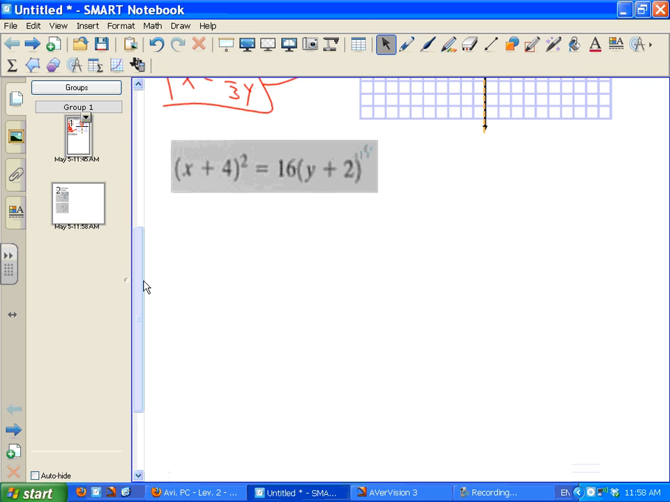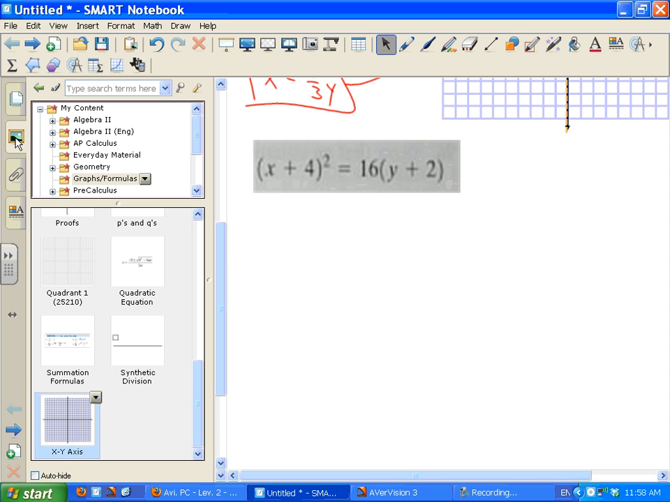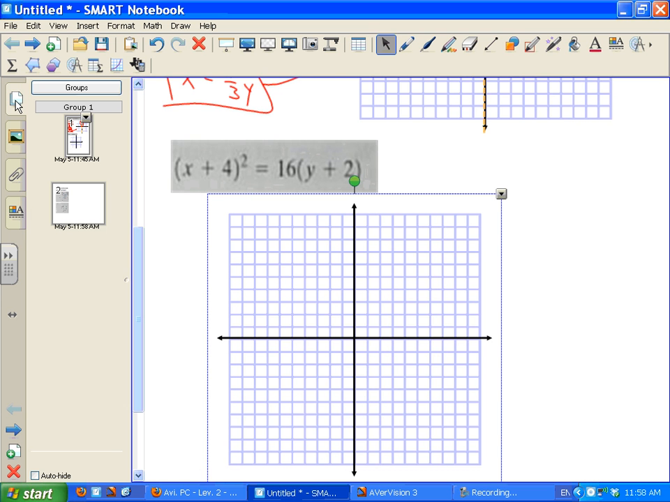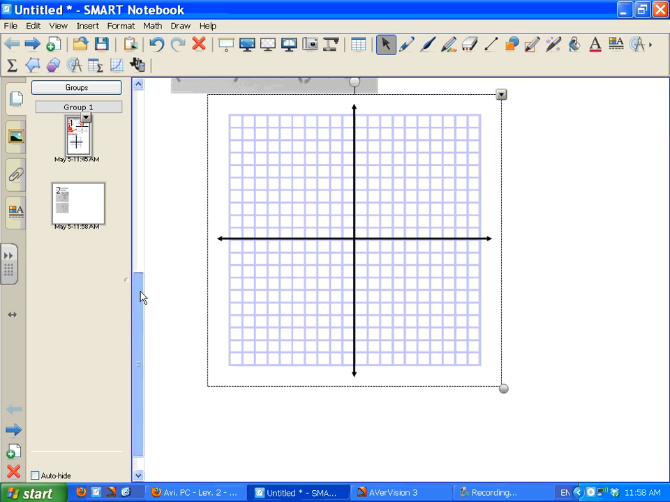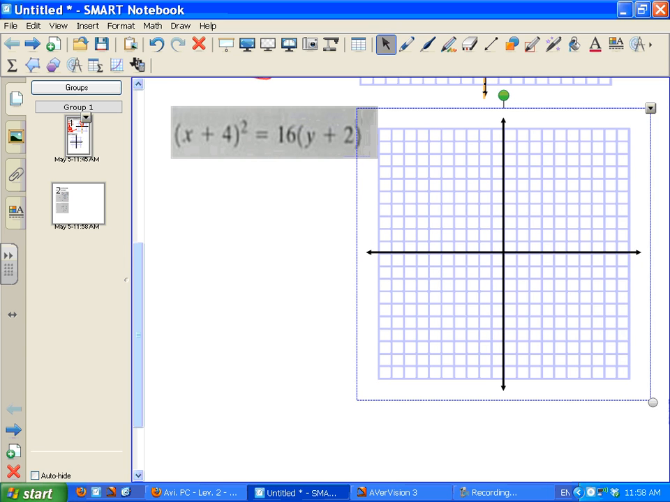Now, is this going to be an up and down parabola or a left and right parabola? It'll be up and down. How do you know? Because it's the x that's squared, so that means it has to be an up and down type. That's the type that you guys are used to.